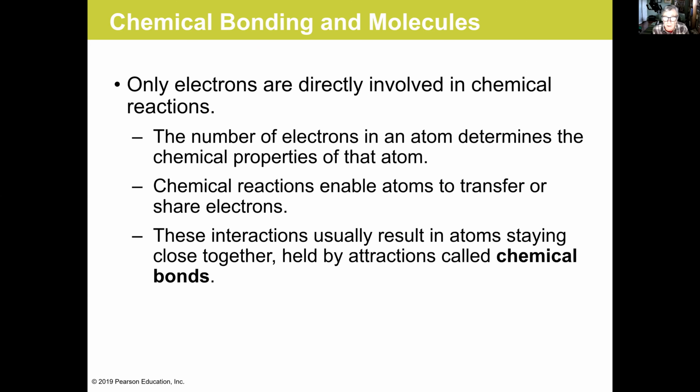Chemical reactions enable atoms to transfer or share electrons. They can give away electrons, they can take on electrons, or they can share electrons. And these are the different types. These interactions usually result in atoms staying close together by chemical bonds. And we're going to go over several types of different chemical bonds, depending upon whether the electrons are given up, taken on, or shared.